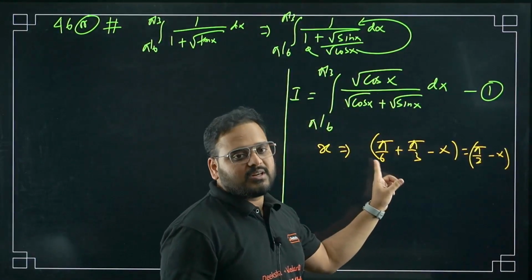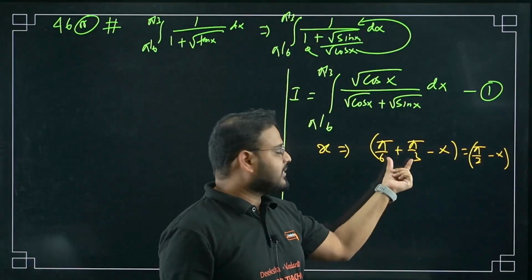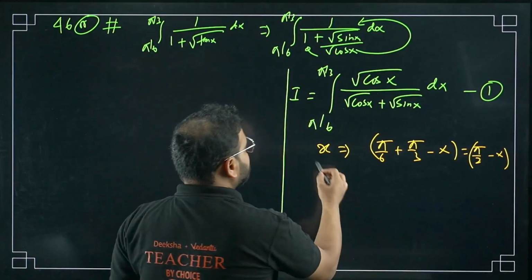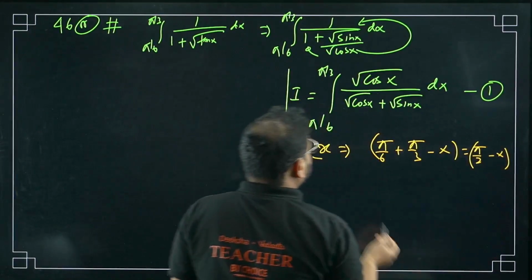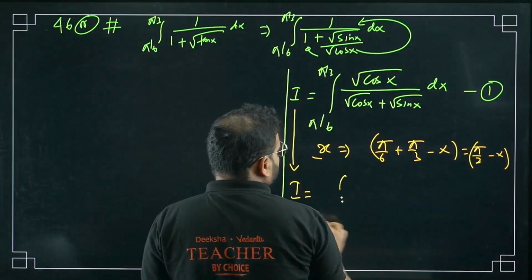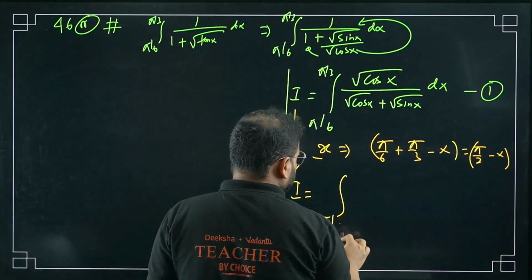30 degrees is pi by 6, and pi by 3 is 60 degrees. The sum becomes 90, which is pi by 2. So wherever you have x, replace it by pi by 2 minus x. This whole thing will become, again please check, you'll have the same limits over here, no change in the limits.